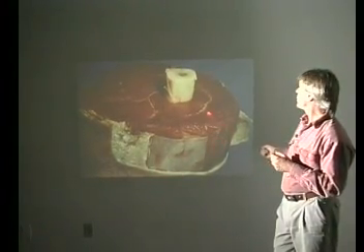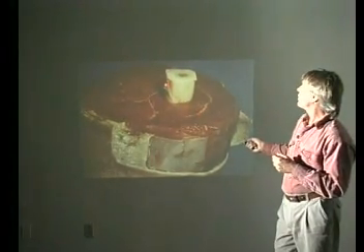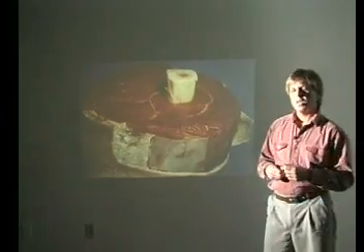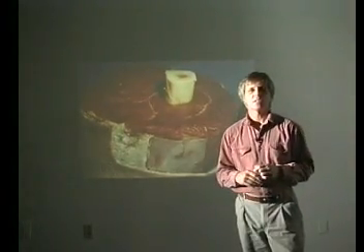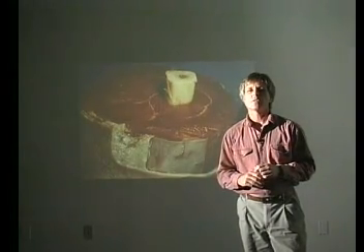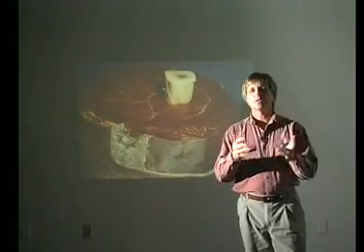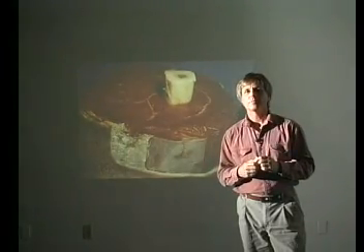4, the myofascia around the outside of the muscles. 5, intermuscular septa. 6, the periosteum. And 7, the bone. Now, it's not always 7 layers. In some places you have lots more layers, and in some places a few less. But that generally gives you a kind of summary of how the fascial layers are laid out in the body.